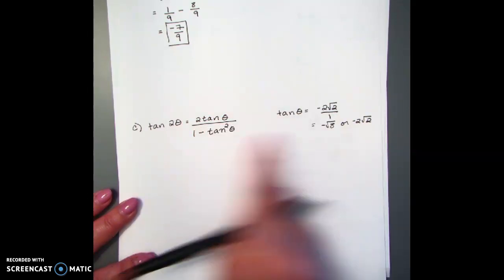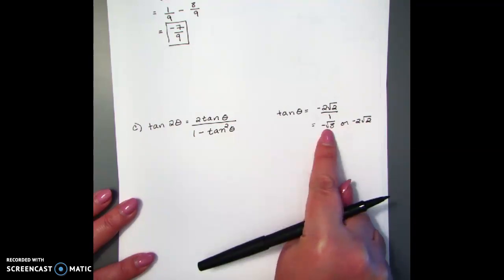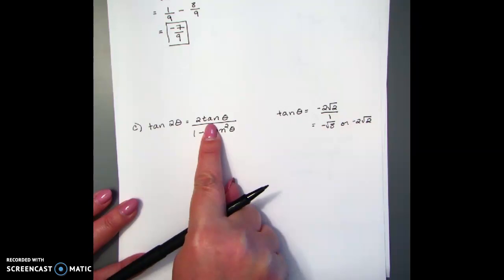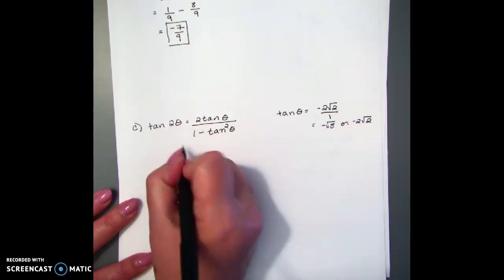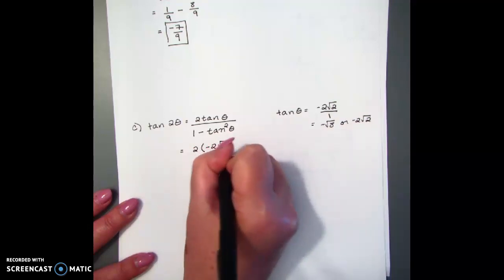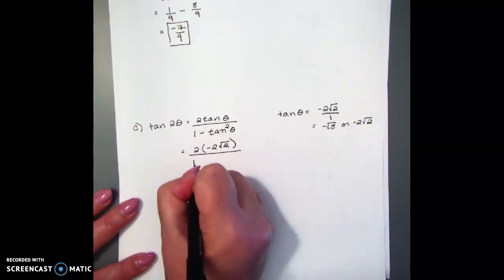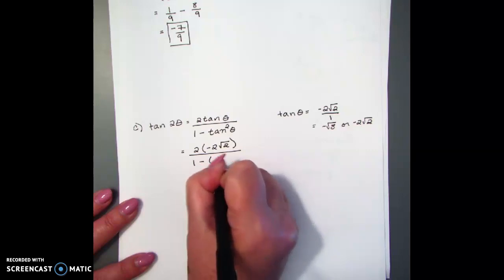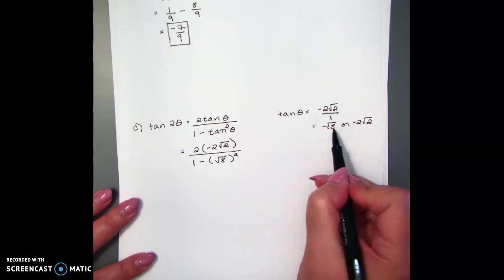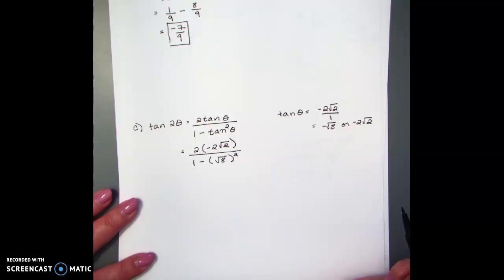So looking at this, I might pick the negative 2 root 2 for the numerator, but I'm going to pick the negative root 8 for the denominator, because this one I would want to be simplified, and on this one, I want to square it. So we're going to have 2 times negative 2 root 2, which was one option for the tangent of theta, over 1 minus negative root 8 squared. Again, when I'm squaring, I don't have to worry about that negative. So let me just remind you, I could pick either one of these answers for the tangent of theta because they both represent the same value.